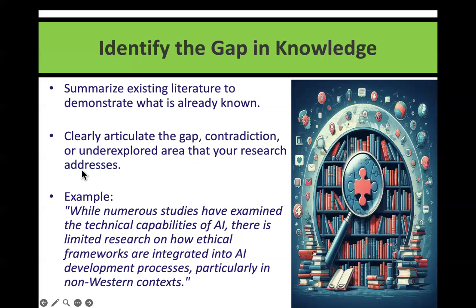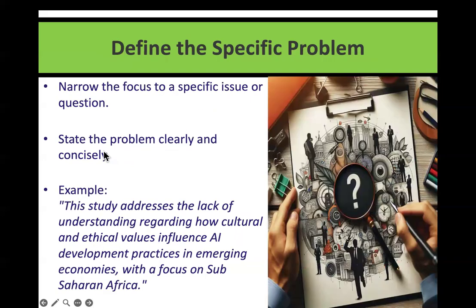Then it goes, there is limited research on how ethical frameworks are integrated into AI development process, particularly in non-Western context. When you have identified and stated your gap this way, the next thing you have to do is to try to define the specific problem. You have to define the specific problem. Why is it so important to define the specific problem?